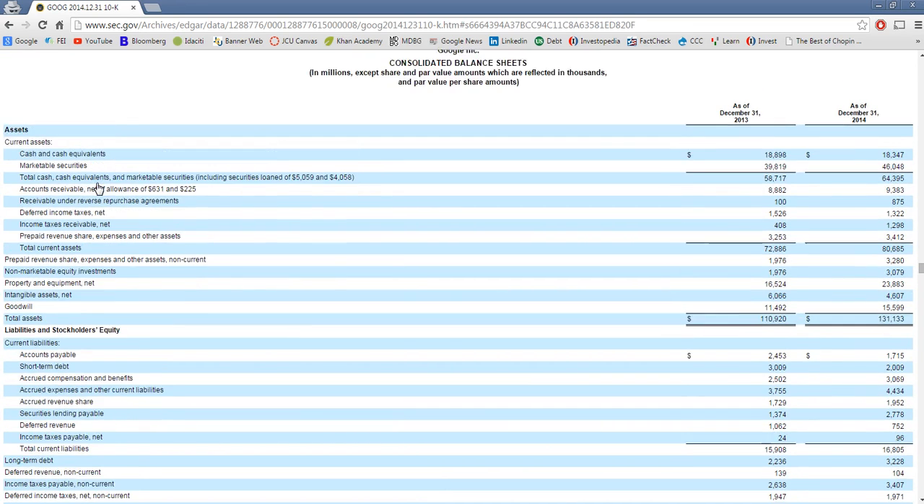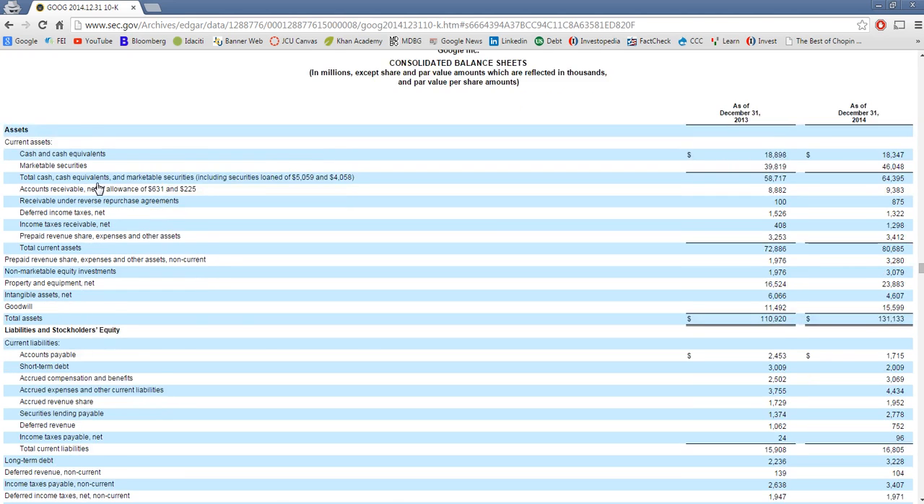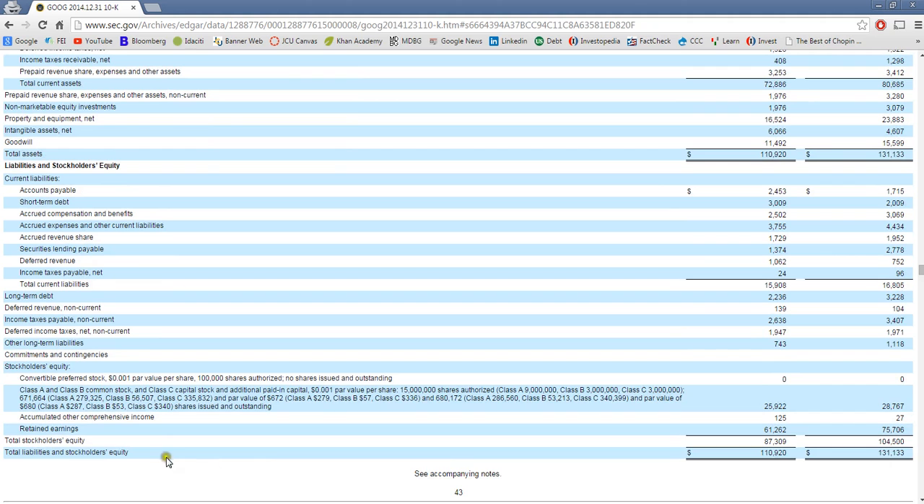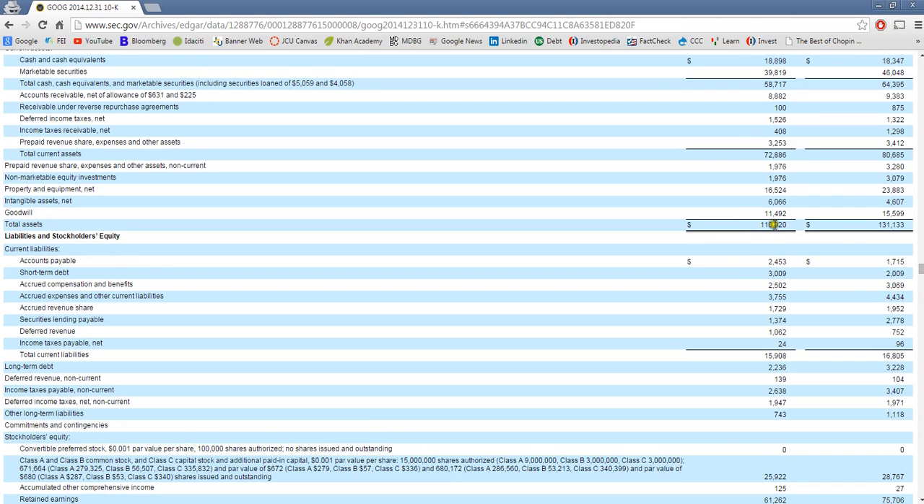And as you can see here, the balance sheet is really just the accounting equation summed together. So you see assets, total assets, and liabilities and equity. And what do you know? The total liabilities and equity, 110,920, is equal to the total assets, 110,920.